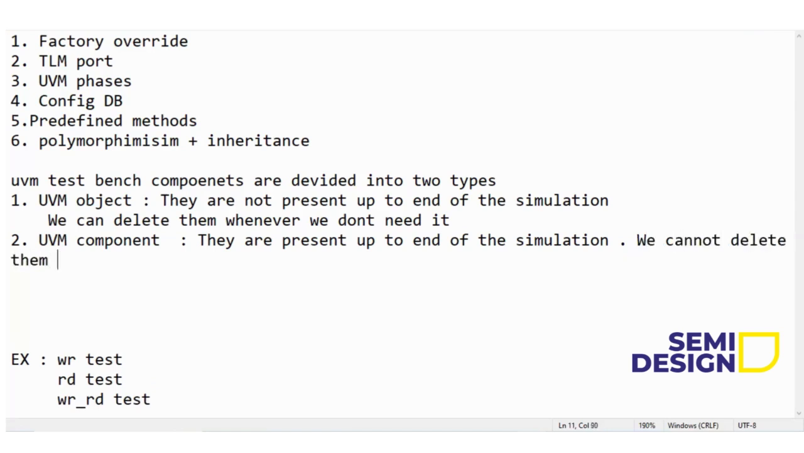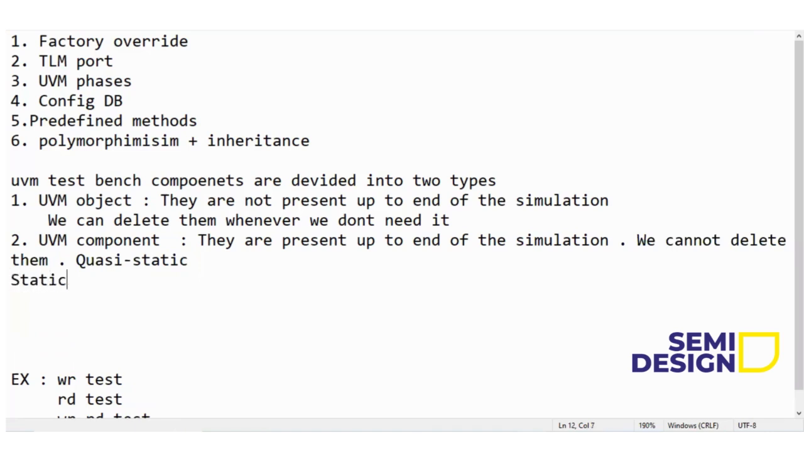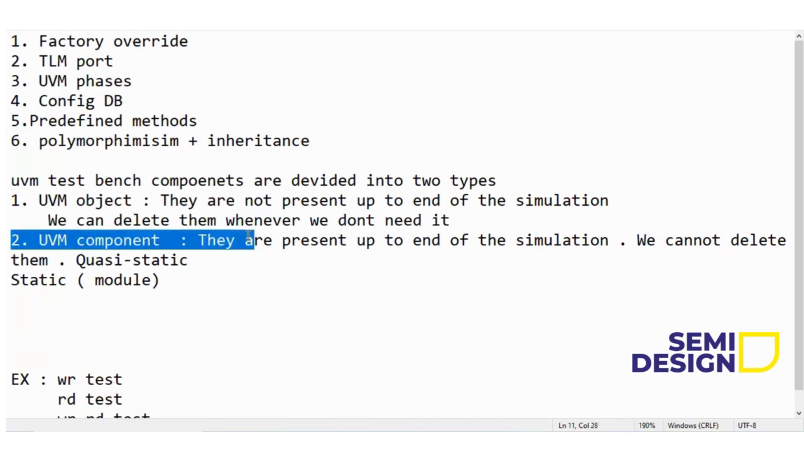You can call them quasi-static. Static means from the start of the simulation to the end of the simulation. It is like a module. Whenever I say static, static means module. Class components cannot be static because we have to create them. They are present only when we create them. That's why I have referred to them as quasi-static. That means they are present when we create them, but we can't delete them until our simulation ends. But a UVM object we can delete during the simulation.